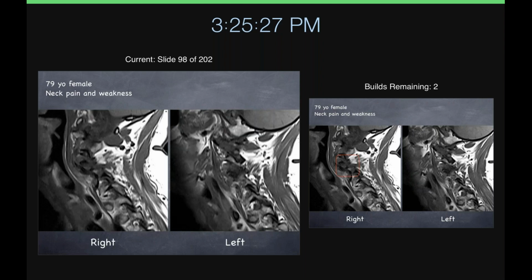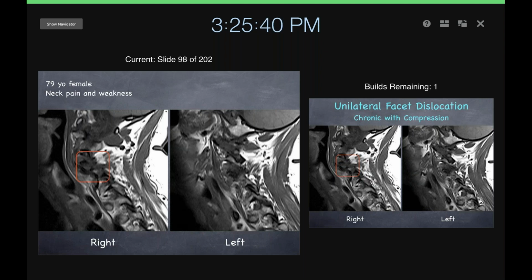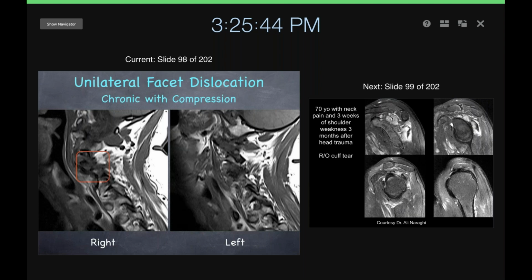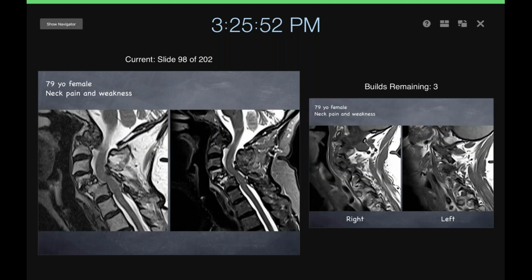But now if we go to the sides, that's the right and the left sides. Yeah, well, on the left there's some tortuosity. On the right, also, yeah. But right here, the facets are jumped again. And this is another chronic unilateral facet dislocation. Yep. And you know, it's chronic. You can see all these long-standing degenerative changes here.